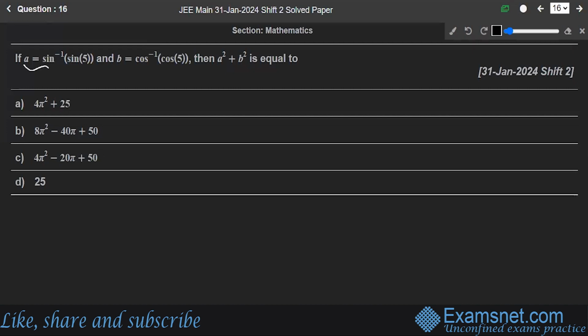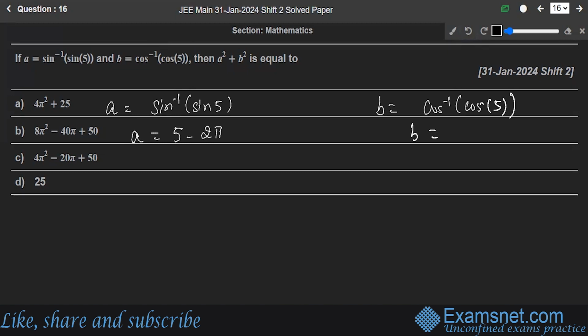Question number 16: if A is equal to sin inverse sin 5, B is equal to cos inverse cos 5, then A square plus B square is equal to. So here, first A is equal to sin inverse sin 5. That makes A as 5 minus 2 pi, and B is given to you as cos inverse cos 5. That makes B equal to 2 pi minus 5. You have to find out this.